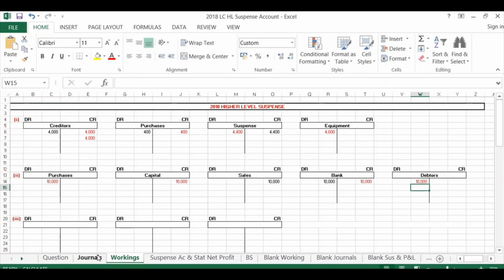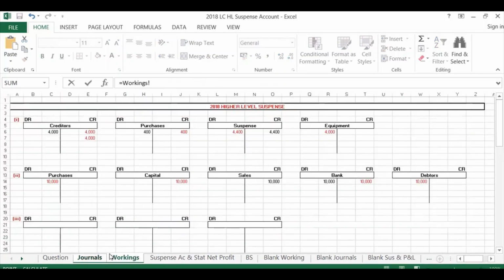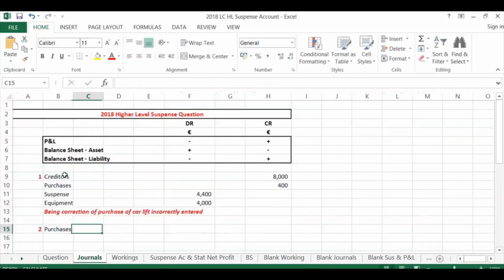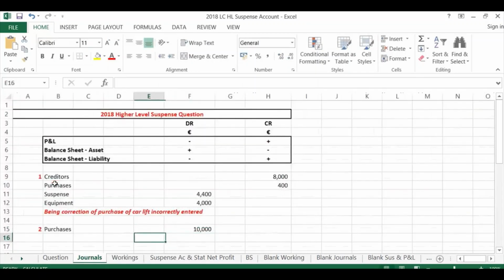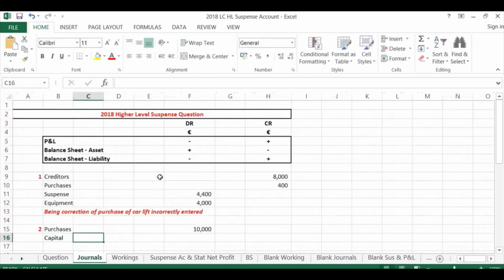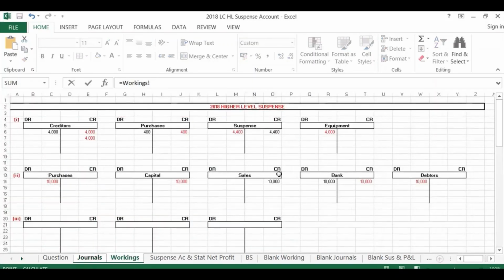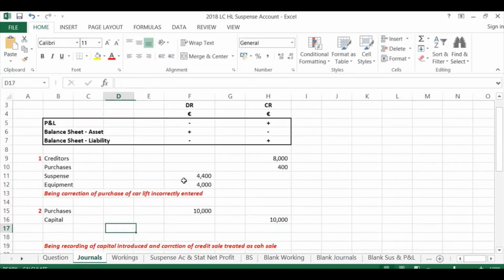Now to do the journals for this, my first journal is going to be purchases, and that's going to be a debit balance of 10,000. My second entry is going to be capital, and that's going to be a credit balance of 10,000. Sales was okay, so I don't need an entry for that.